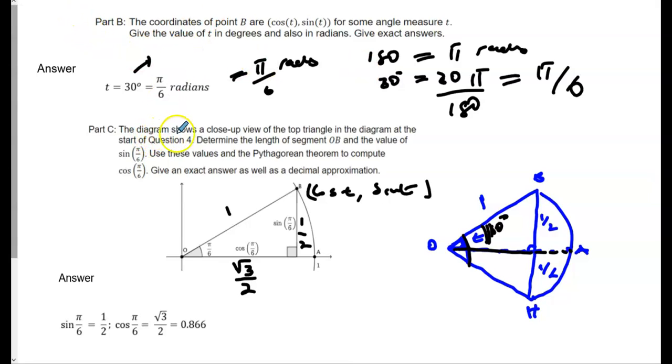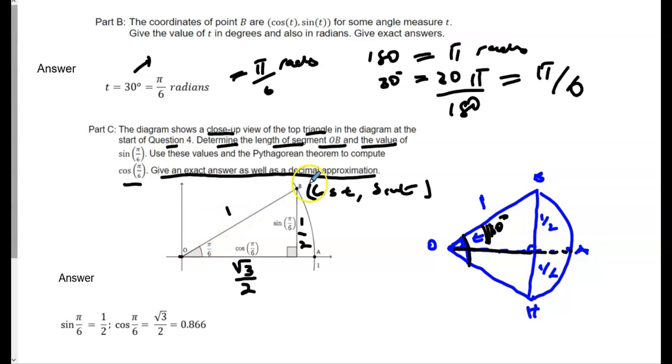Now part C says that the diagram shows a close-up view of the top triangle in the diagram at the start of question 4. Determine the length of the segment OB and the value of sine pi on 6. Use these values in the Pythagorean theorem to compute cosine of pi on 6. You want to provide the answer as well as a decimal approximation in exact value of decimals. Now this is what you want to do.